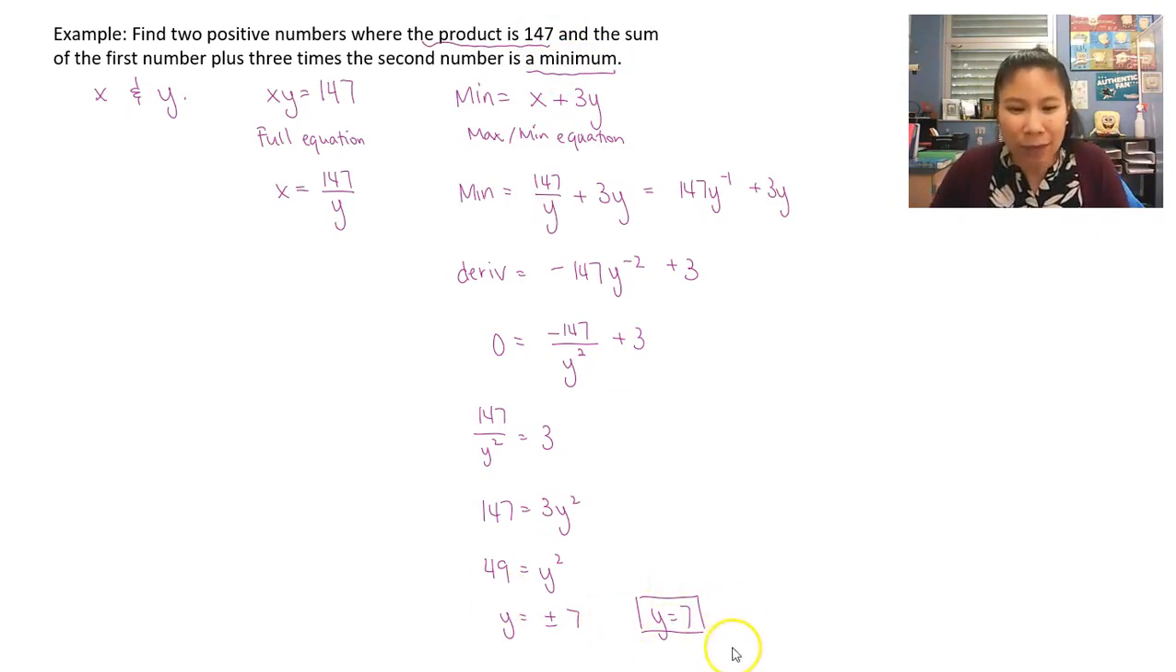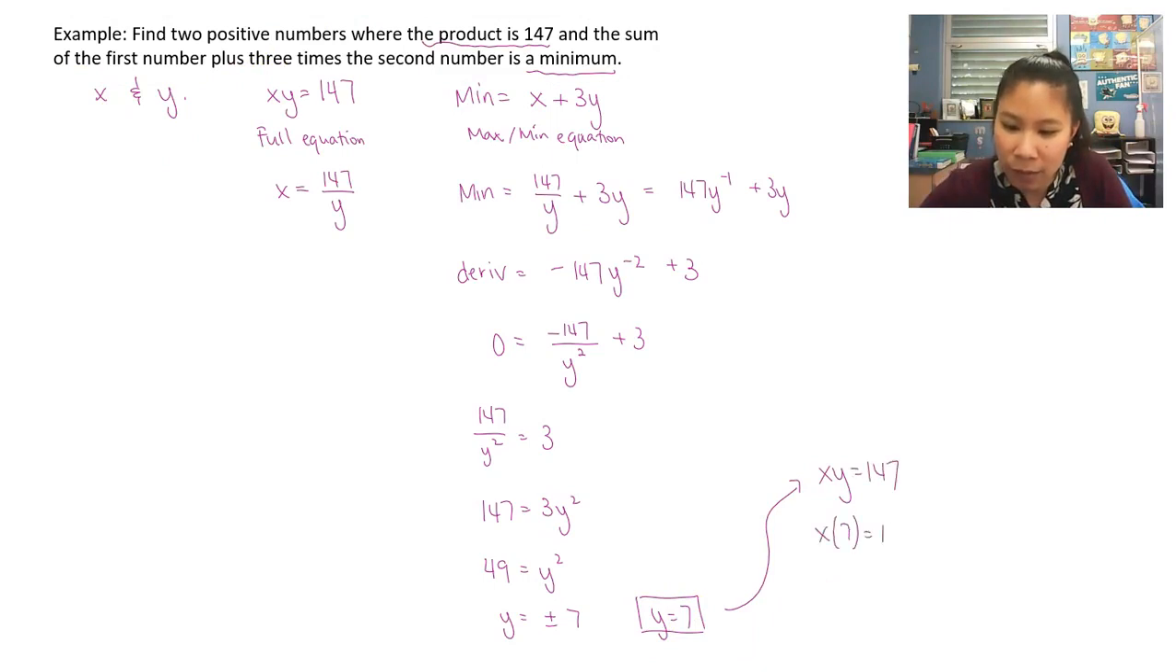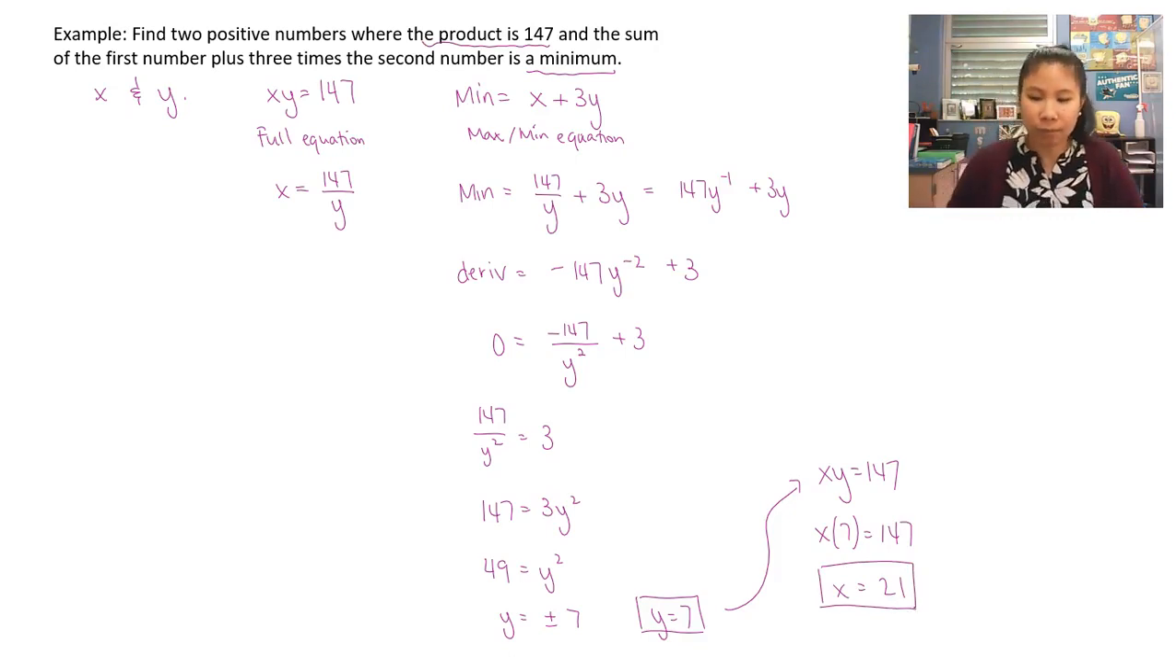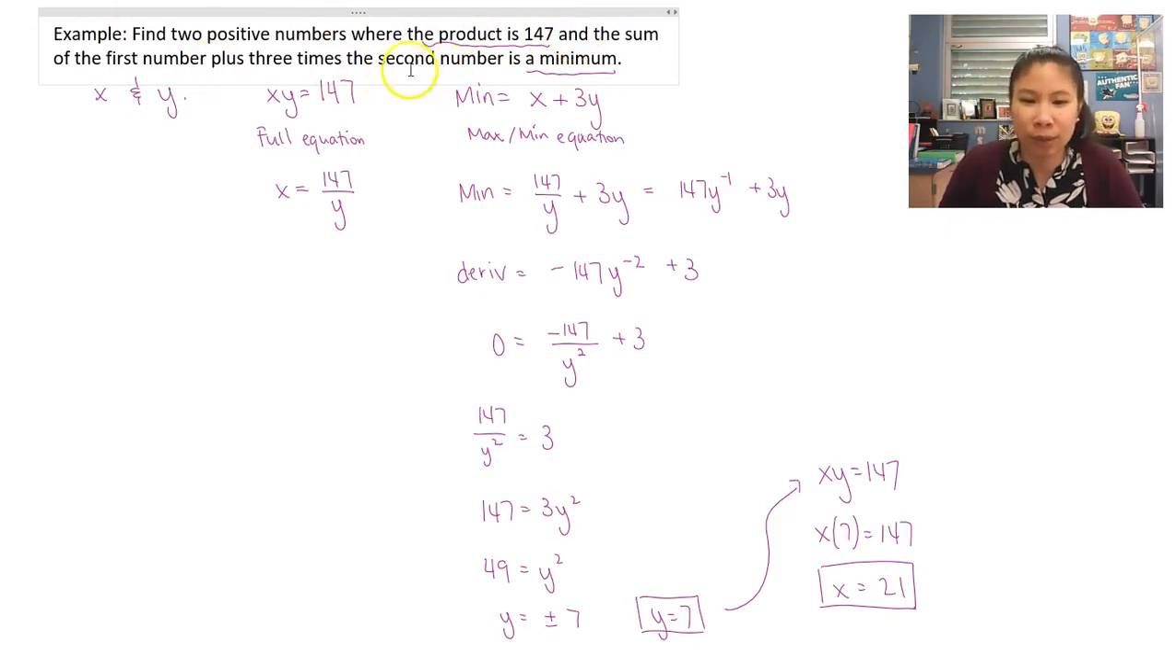So if y equals 7, we still need to figure out what x is. And earlier, we had an equation xy equals 147. So I'm going to just use my y equals 7 and plug that back in to solve for x. So plugging this into xy equals 147, x times 7 equals 147. So that means x equals 21. There we go. So those are my two positive numbers, where the product is 147 and the sum of the first number plus 3 times the second number is a minimum.